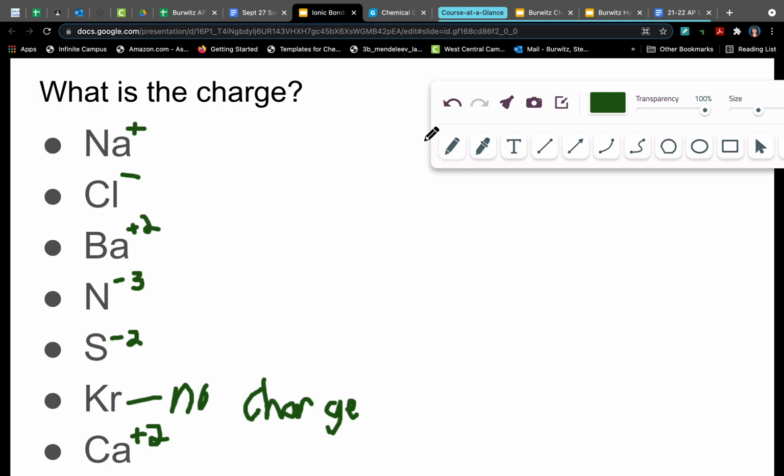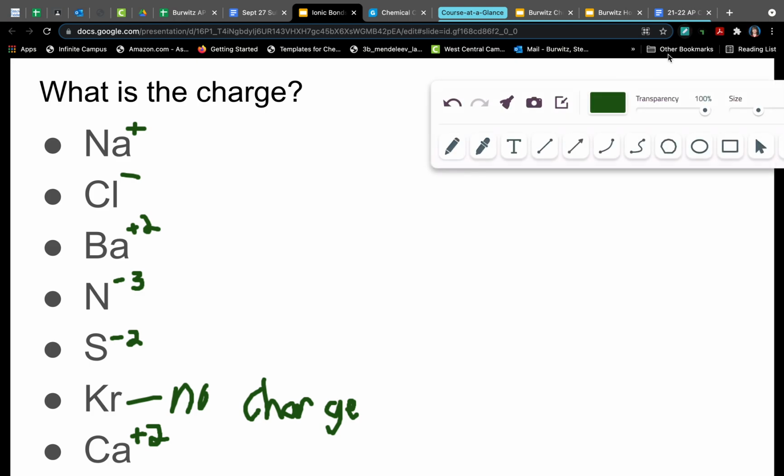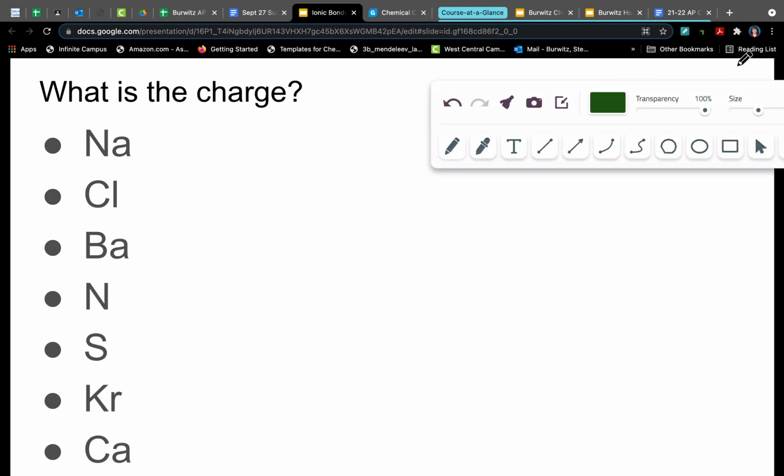And calcium, it's in the same group as barium, so it's going to have a +2 charge. Okay, get yourself familiar with looking at the periodic table to determine your charges, because we're going to need that for formula writing, which is what we're going to go into next.